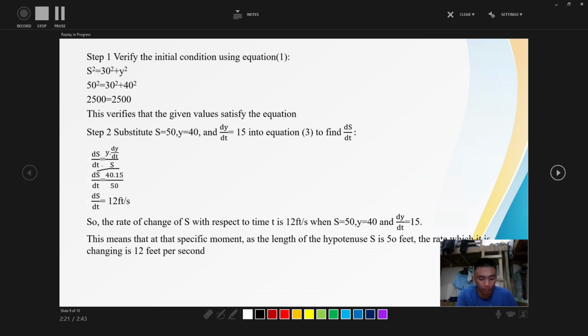This type of problem is common in calculus and involves finding how one quantity changes with respect to another quantity in a given geometric configuration. So this is the answer here.